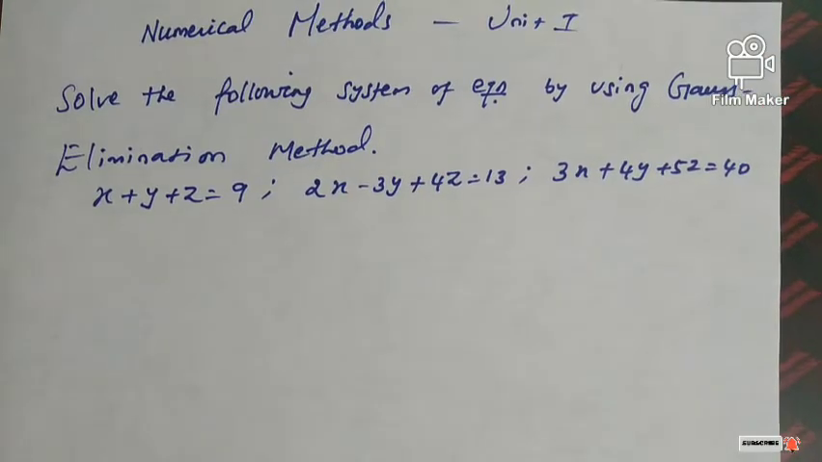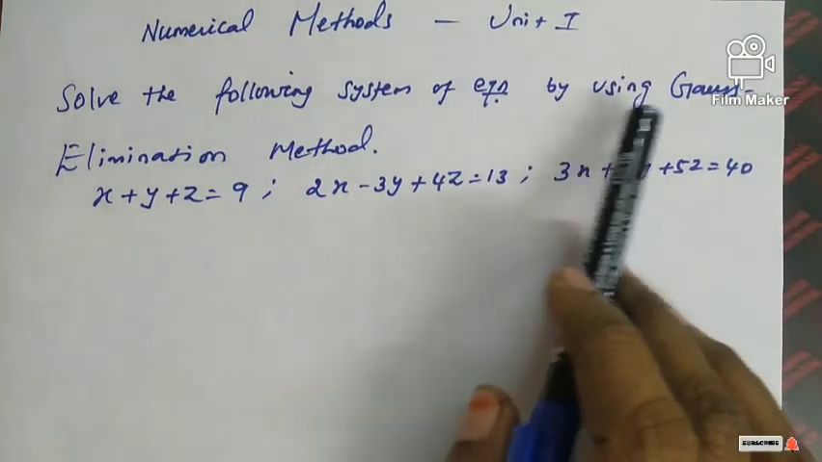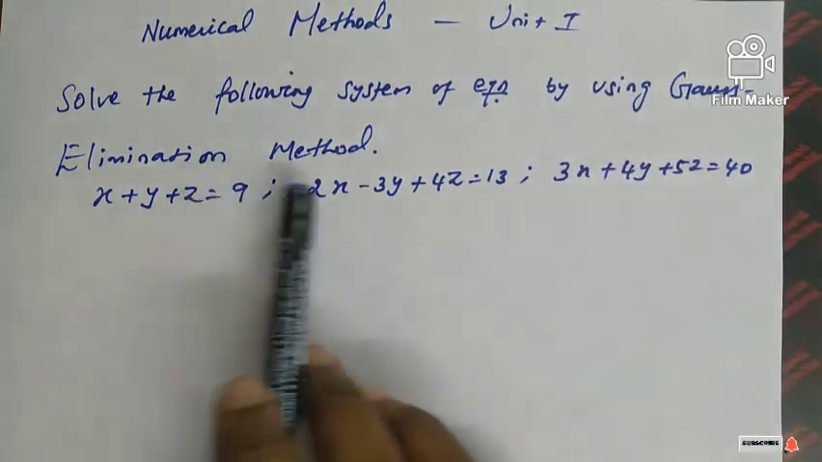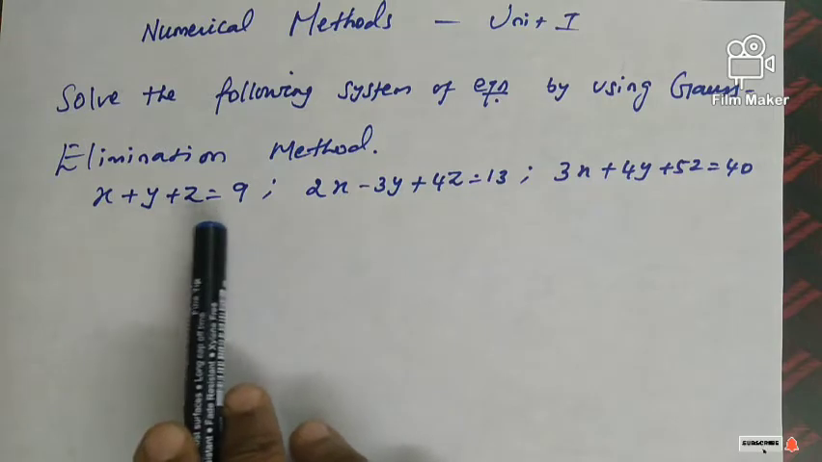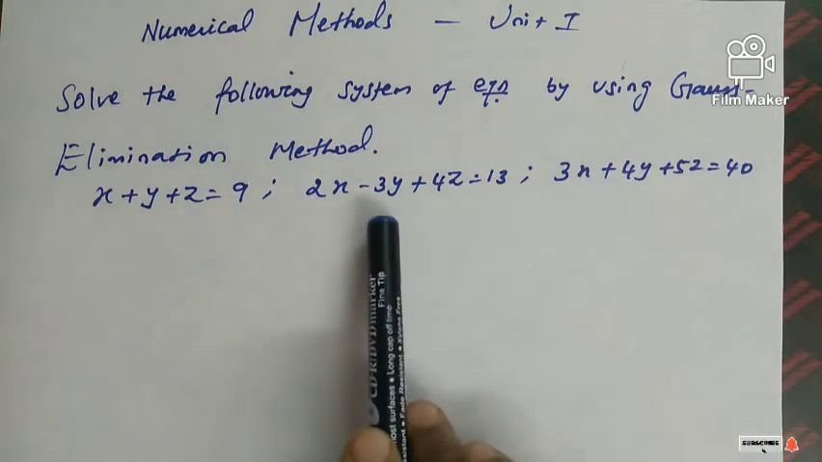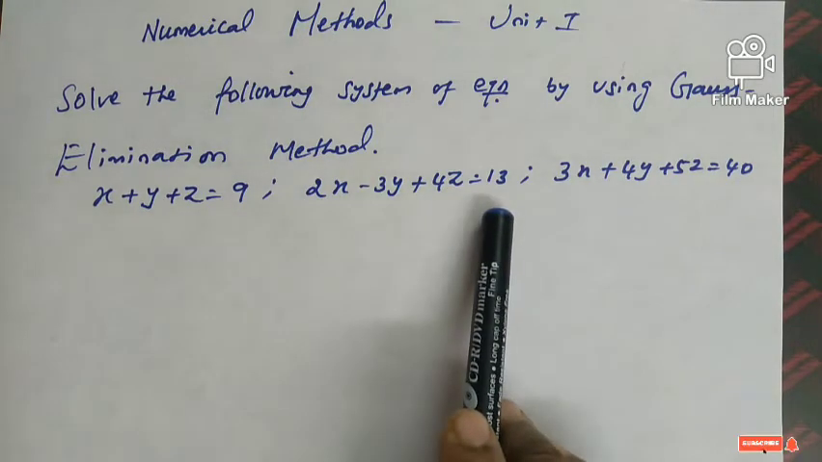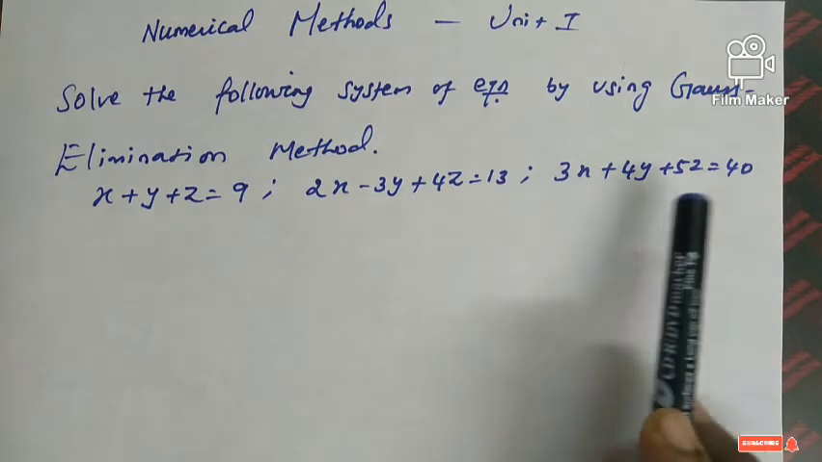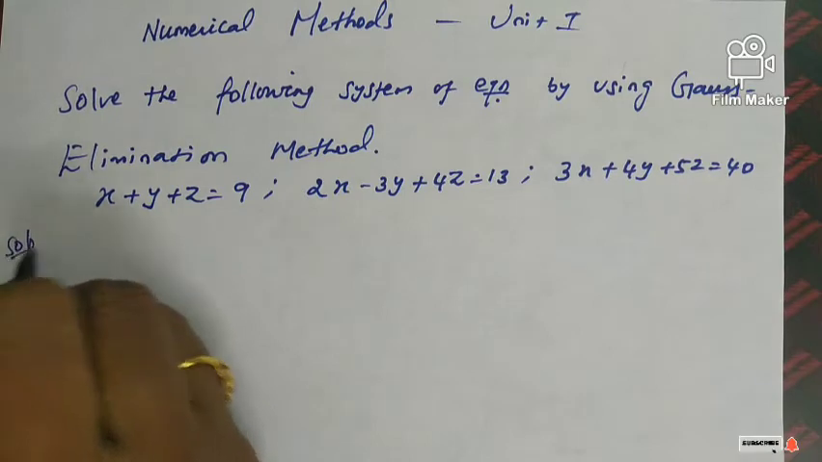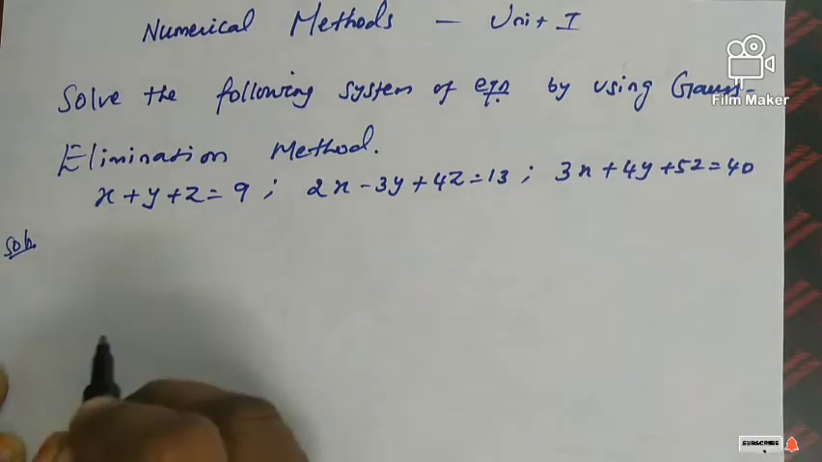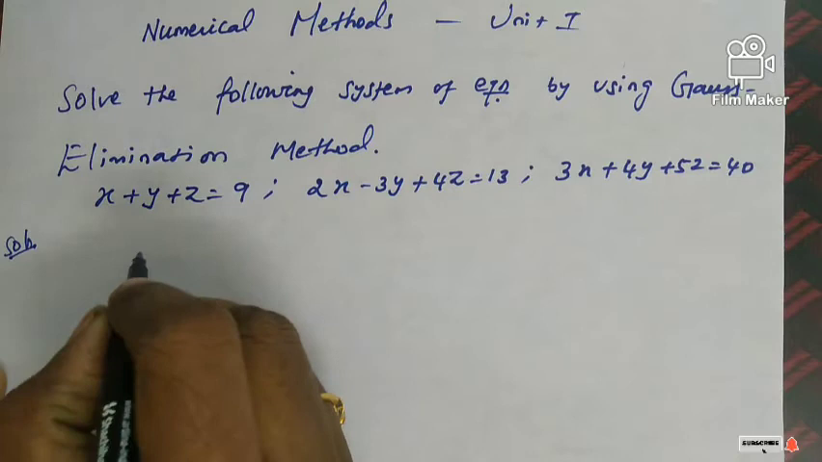Look at the first question. Solve the following system of equations by using Gauss elimination method. The first equation, x plus y plus z equal to 9, 2x minus 3y plus 4z equal to 13, 3x plus 4y plus 5z equal to 40. The system of equations is given, and we are going to apply the Gauss elimination method. So first we are going to make the form Ax equal to b. Okay, so first we will take that form.